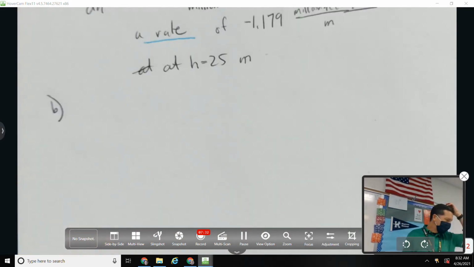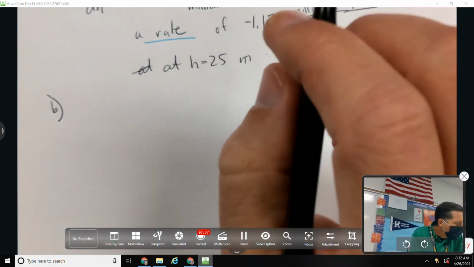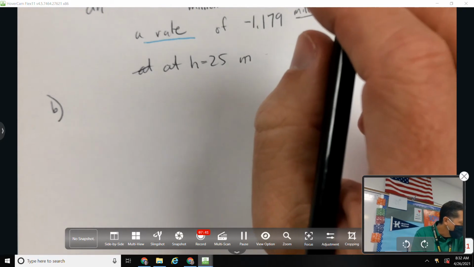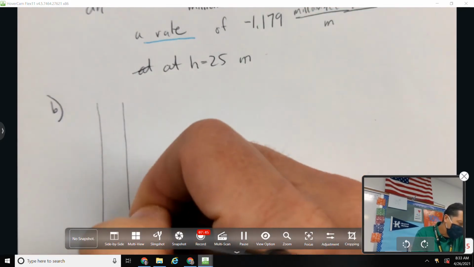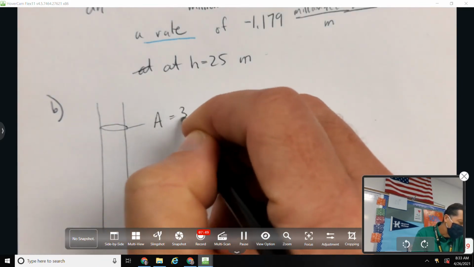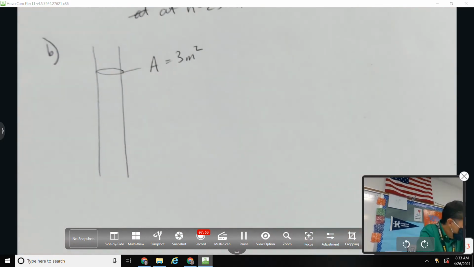Part B. Consider a vertical column of water in this sea with horizontal cross sections of constant area 3 square meters. So a vertical column of water, the cross-sectional area is 3 meters squared. To the nearest million, how many plankton cells are in this column of water between H equals 0 and H equals 30?